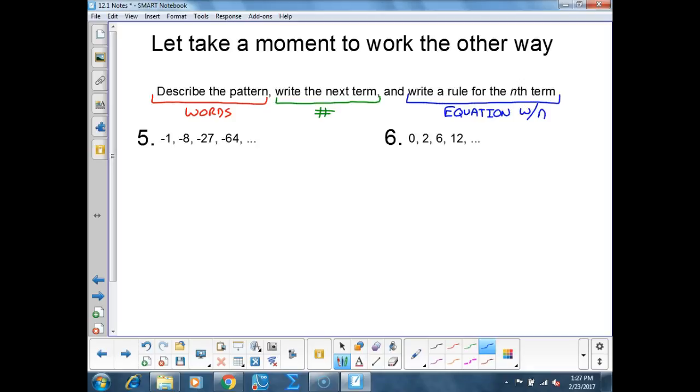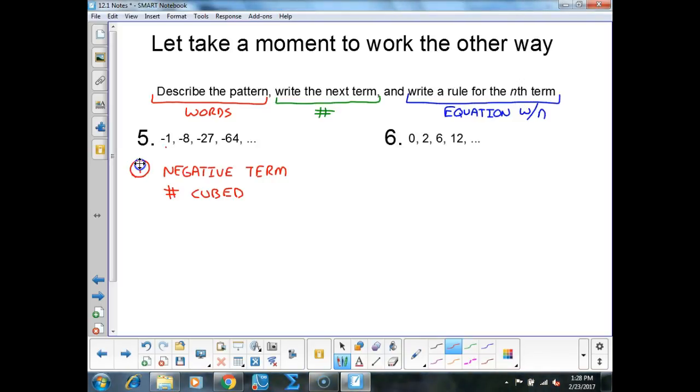Negative term number cubed. Okay? Now, if that's the pattern, it's got to work all the way through. So you're saying that you're going negative term number cubed. Okay?